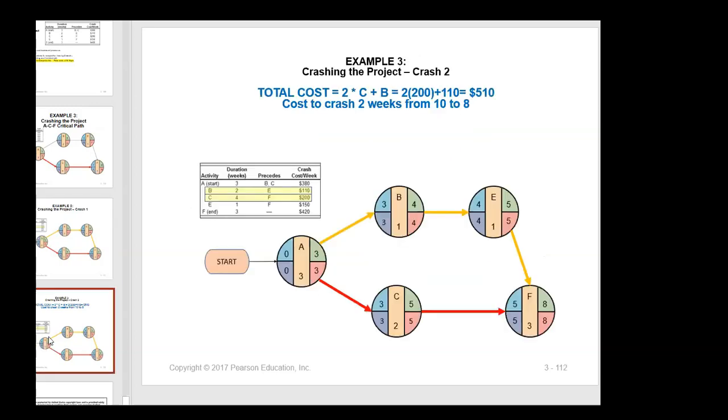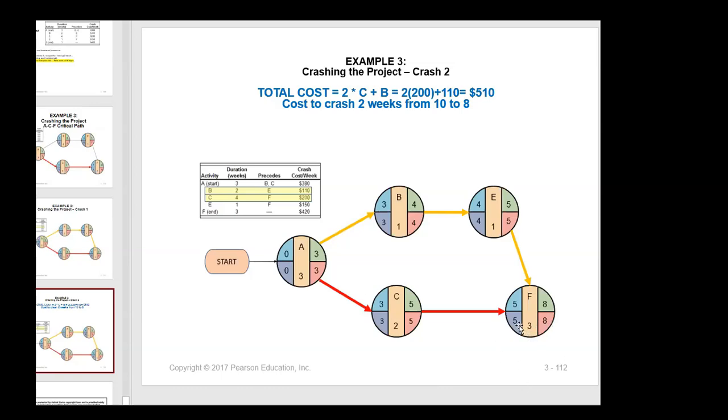So let's see. This reduced to 1. 3 plus 1, 4. 4 plus 1, 5. 5 goes here. 3 plus 2, 5. 5 goes here. 5 plus 3, 8. You can see from 10, we came down to 8. And the goal of this crashing project was to reduce by 2 weeks. And we did by 2 weeks already. We just need to recalculate everything and make sure everything is correct.